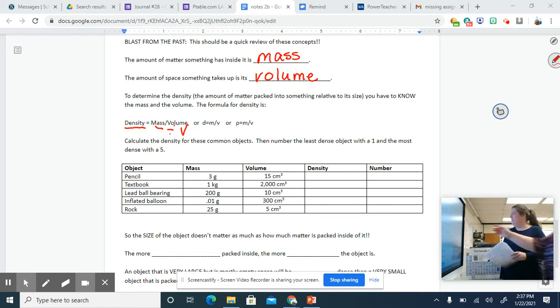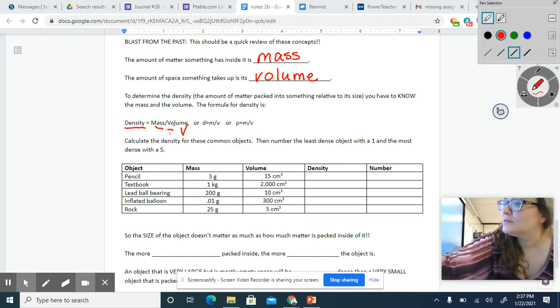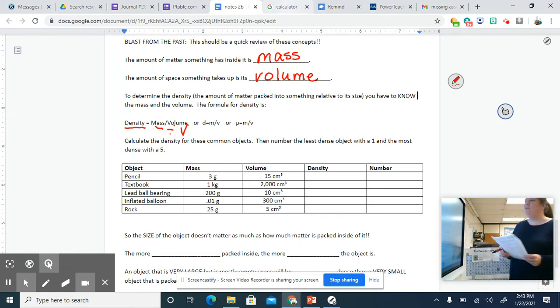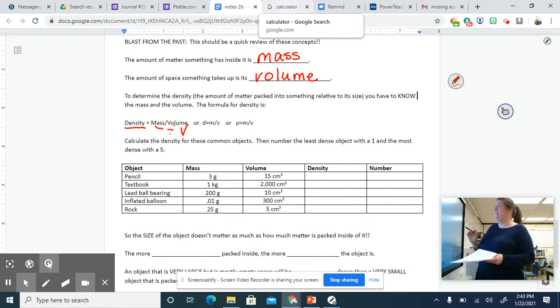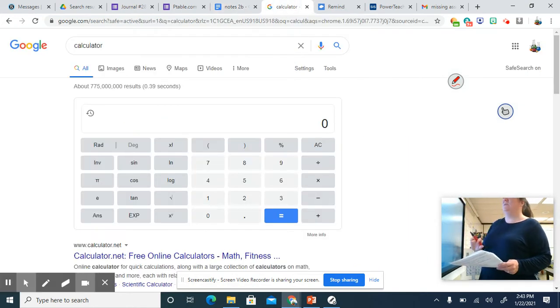Okay. We can pull up a calculator on the screen so that you can do it. Here, I'll pause this. All right, guys, now that you have your calculator, let's go ahead and get some math done here. Did you know that you're going to do math and science all the time? Here we go. So, pencil, 3 grams for the mass, 15 centimeters cubed for the volume. So we're going to take density equals 3 divided by 15. So let's go to our calculator and see what that's going to be.